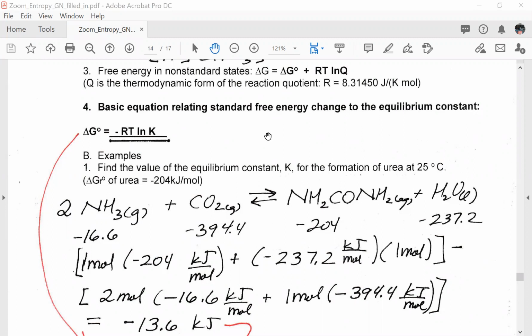So we're going to do an example. Find the value of the equilibrium constant K for the formation of urea at 25 degrees C. We're given the delta G of formation of urea as minus 204 kilojoules per mole. So here's our equation: 2 ammonia, carbon dioxide in equilibrium with urea and water. So these are from tables. Minus 16.6 for the ammonia, minus 394.4 for the carbon dioxide, minus 204 for the urea, minus 237.2 for the water.